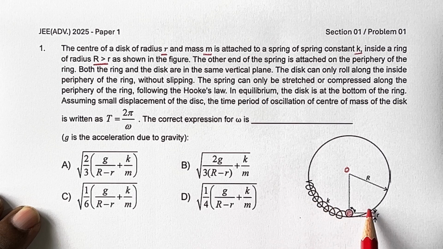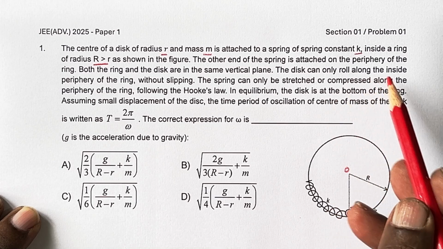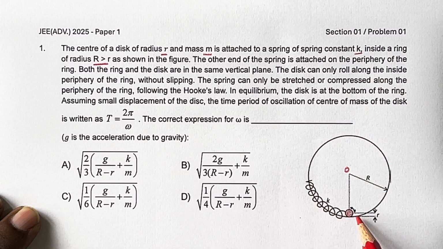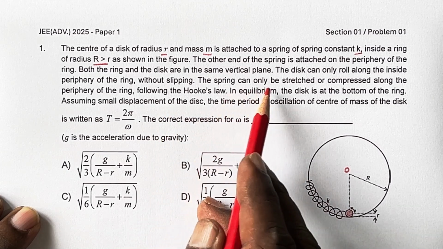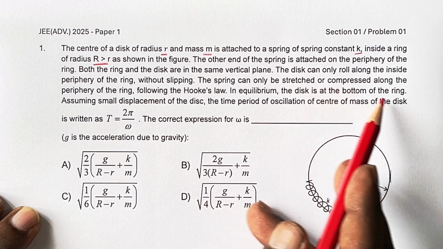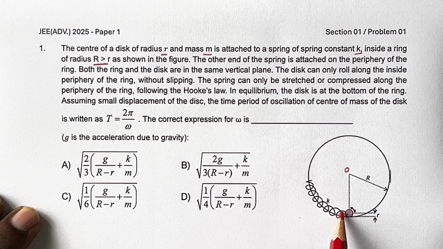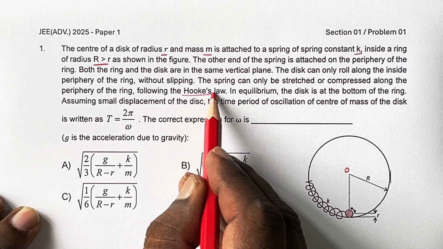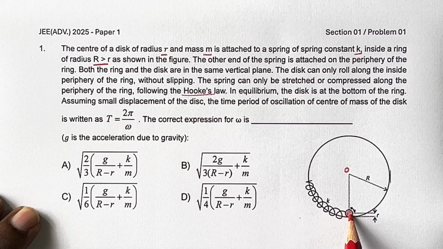Both the ring and the disc are in the same vertical plane. The disc can only roll along the inside periphery of the ring, and it can roll inside only without slipping. The spring can only be stretched or compressed along the periphery of the ring, following Hooke's law. In equilibrium, the disc is at the bottom of the ring.